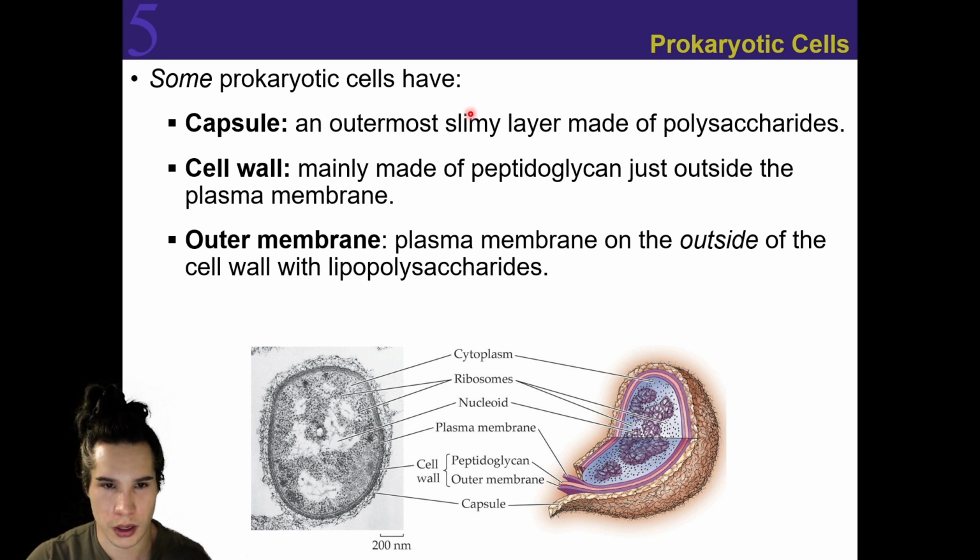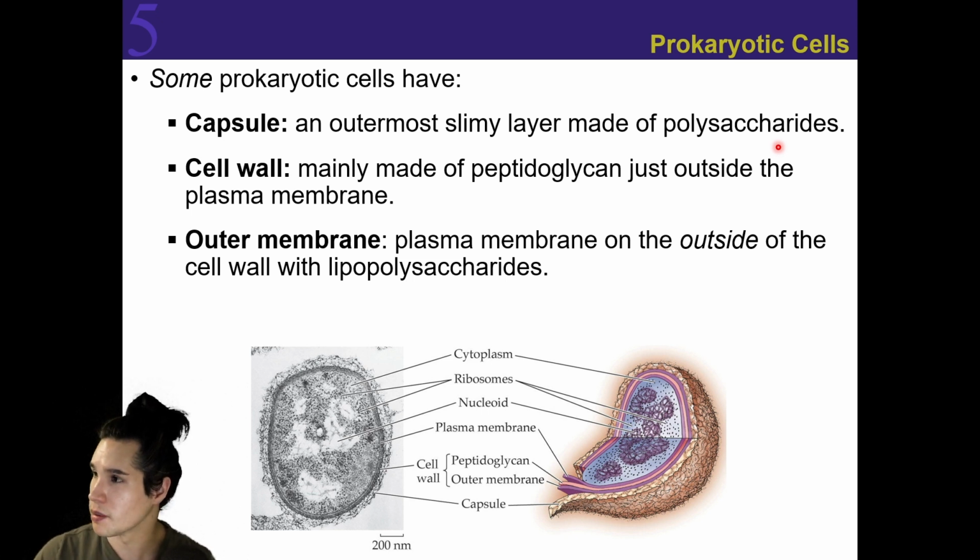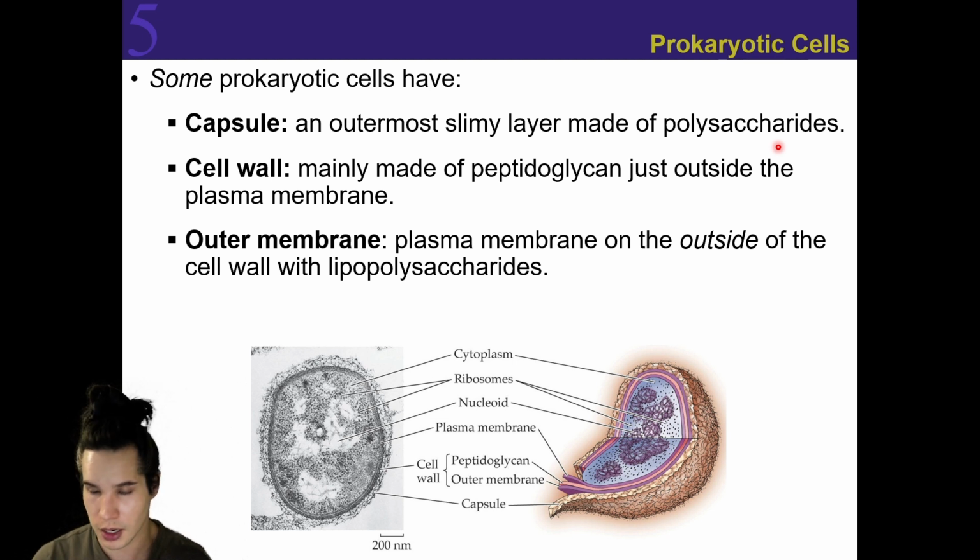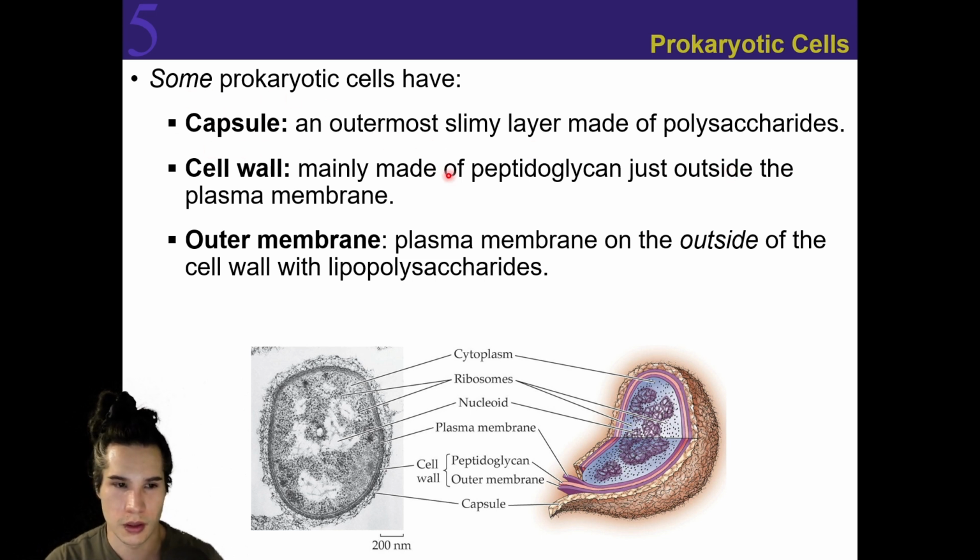Now, some prokaryotes, but not all prokaryotes, may have what we would call a capsule, and that's an outermost slimy layer made out of polysaccharides. If you remember from our macromolecule section, those are going to be types of sugars, so larger chains of sugars. And so when I take my hand and I smear it on my desk, all of the bacteria that are becoming stuck to the desk, for example, are actually sticking to the surface because of their capsule.